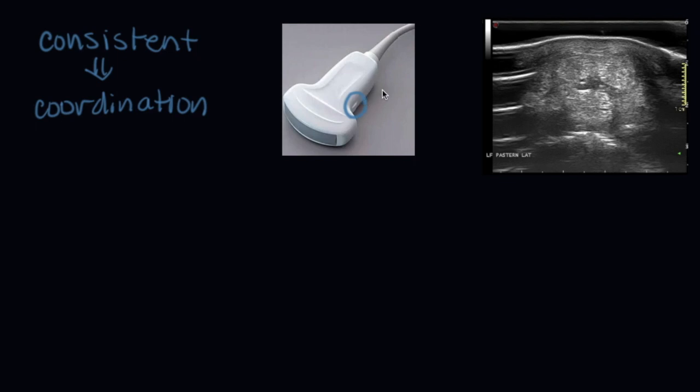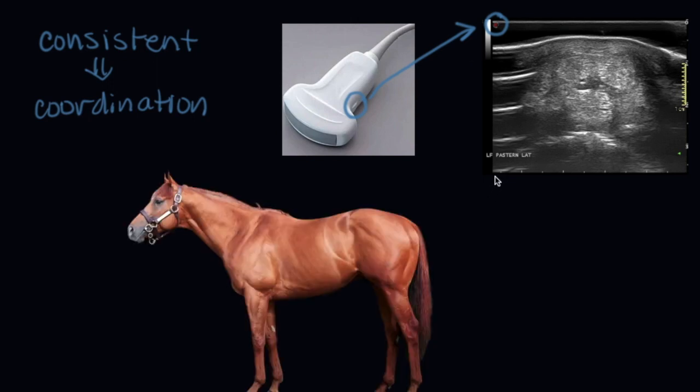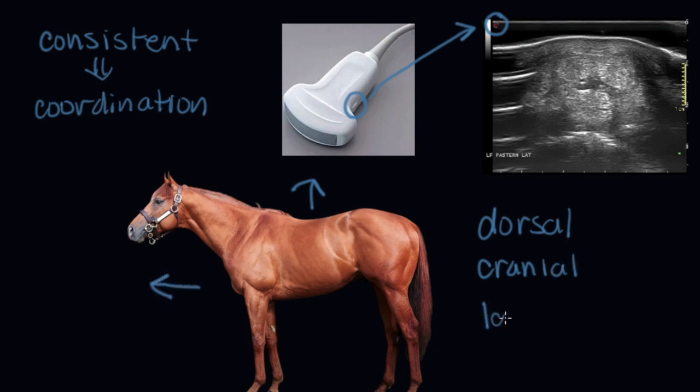The marker on your probe corresponds with a marker on the image screen. In our case, it's this red E that's in the upper left-hand corner. When scanning an animal, the marker on the probe should be oriented dorsal, cranial, or lateral, depending on the part of the anatomy and the orientation of the probe at any given time.